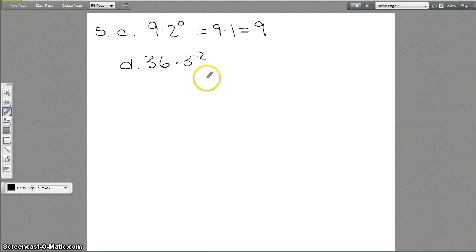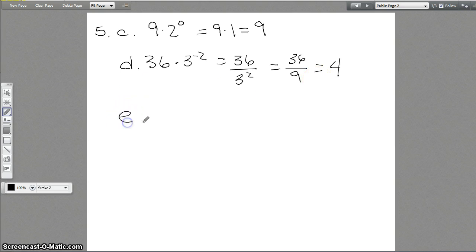Part D, we have 36 times 3 to the negative 2. Well, 3 to the negative 2 is 1 over 3 squared, so we can rewrite this as 36 divided by 3 squared. And 3 squared is just 9. What is 36 divided by 9? That is 4. So that's our answer for part D.